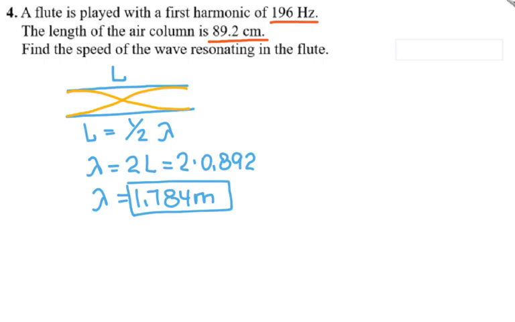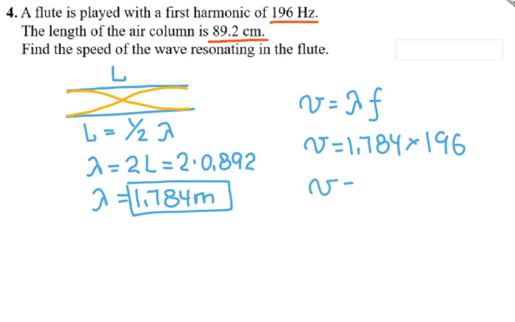And from here, because I know the frequency, I can find the speed is equal to the wavelength times the frequency. So the velocity is equal to the wavelength, which is 1.784, times 196. So the velocity is equal to 349.66 meters per second.